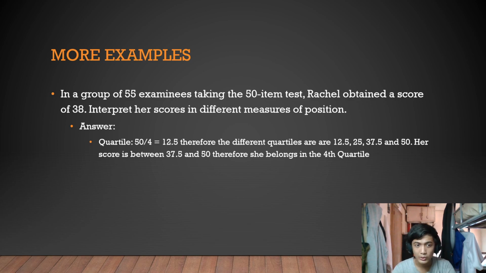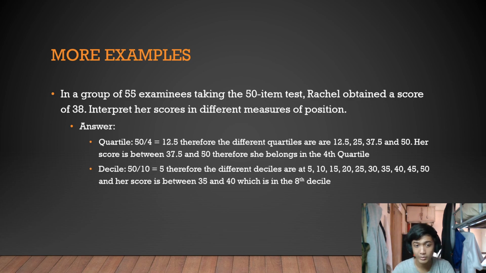Now let's look at Rachel's score. Rachel's score is 38, and 38 would be between 37.5 and 50, which means that her score belongs to the fourth quartile. Now for decile, this is similar in essence as quartile. Instead of dividing it by 4, we divide it by 10, and 50 divided by 10 is 5. Therefore, the first decile to the 10th decile would mean a factor of 5. So 5, 10, 15, 20, and so on and so forth.